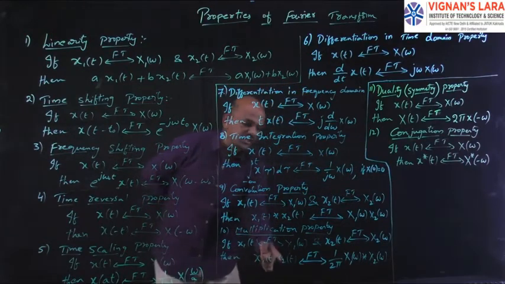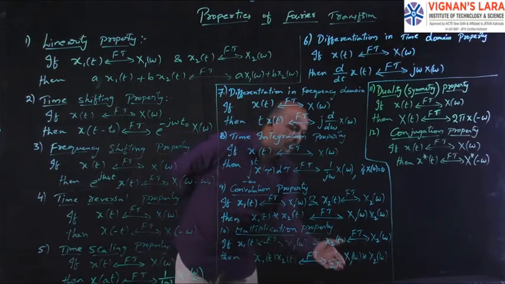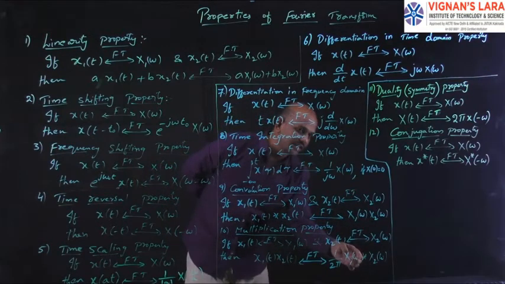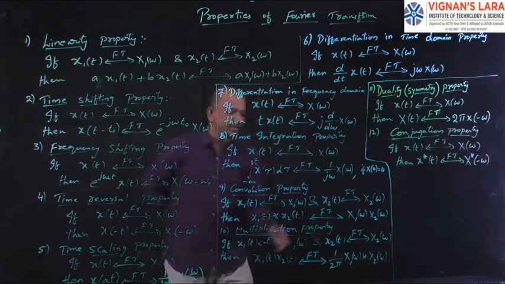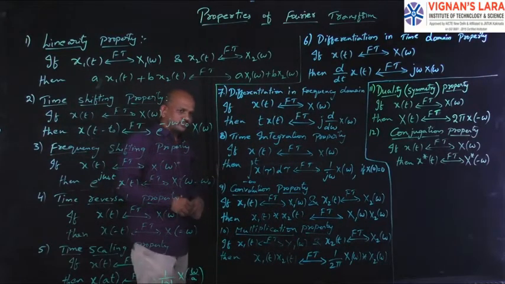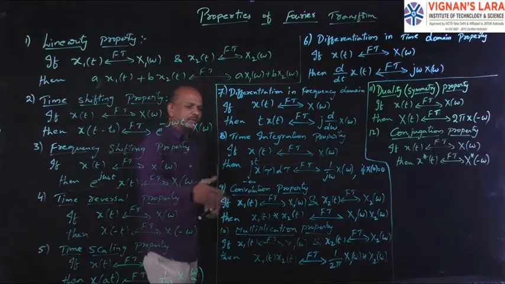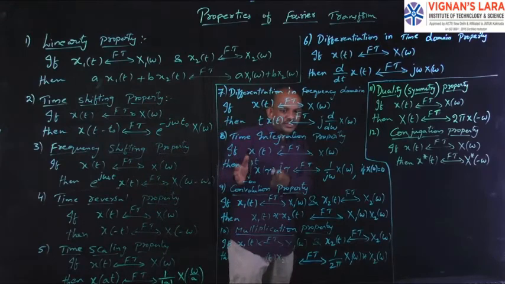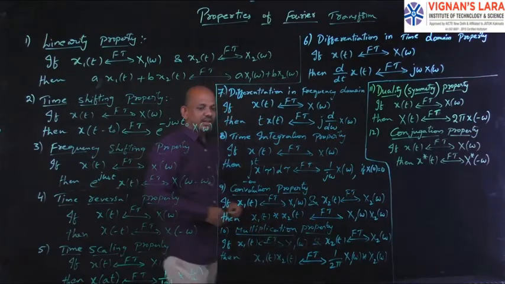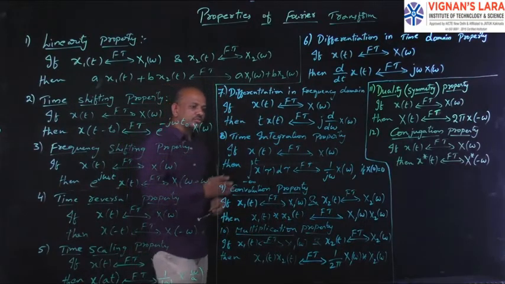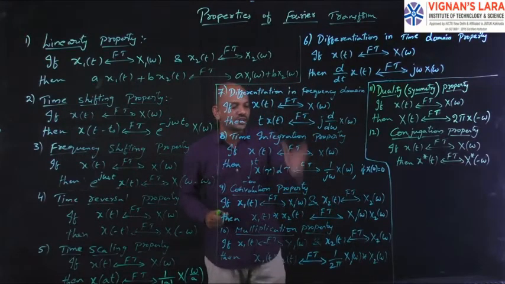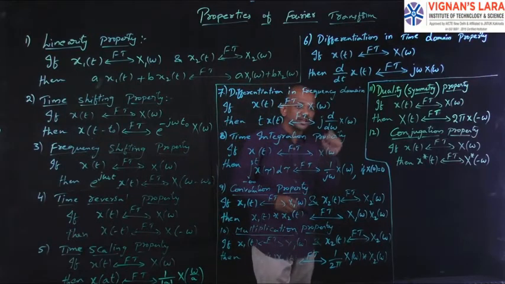Hence, x1 of t into x2 of t has a Fourier transform 1 by 2 pi into x1 of omega convolution x2 of omega. So here we have the convolution. While going through the proofs, we will get 1 by 2 pi. So these two have a link. Simple. In the multiplication property, the multiplication in the time domain is converted into convolution in the frequency domain. Hence x1 of t has a Fourier transform x1 of omega and x2 of t has a Fourier transform x2 of omega. Then x1 of t into x2 of t will have a Fourier transform 1 by 2 pi into x1 of omega star x2 of omega.